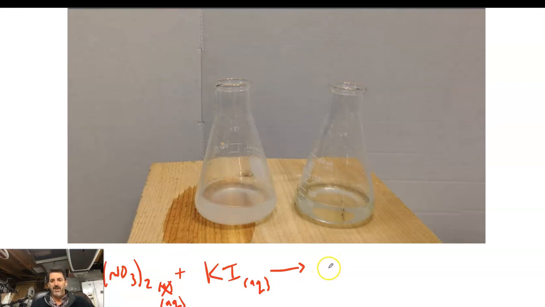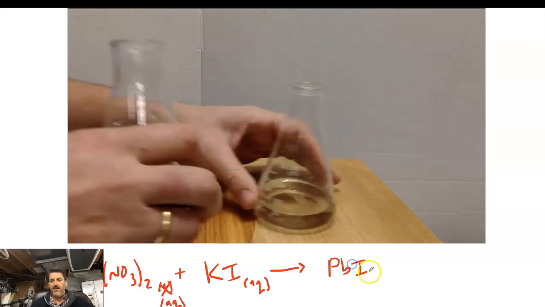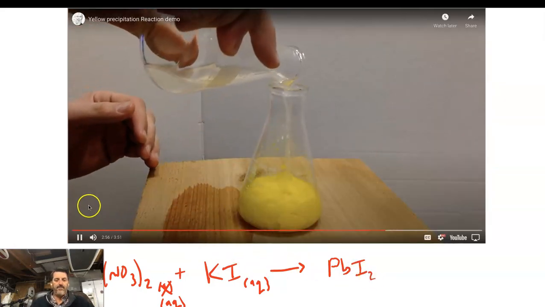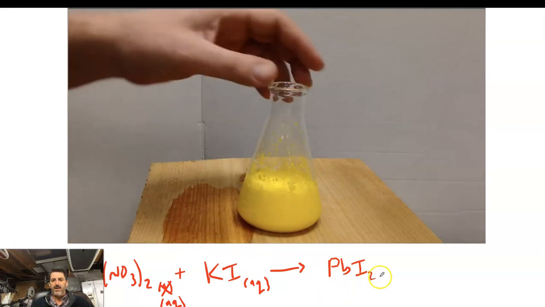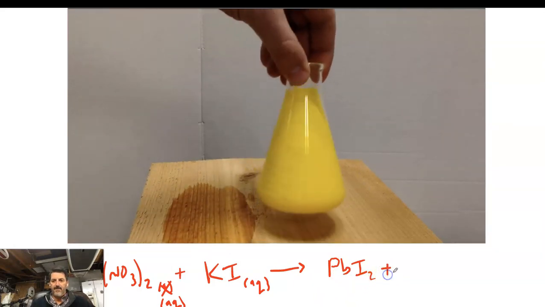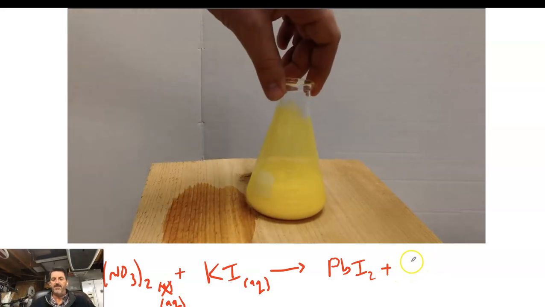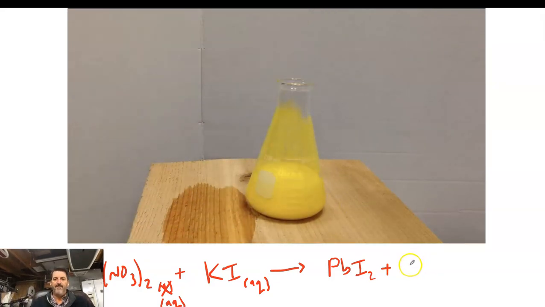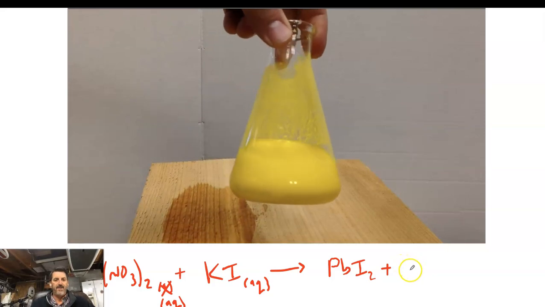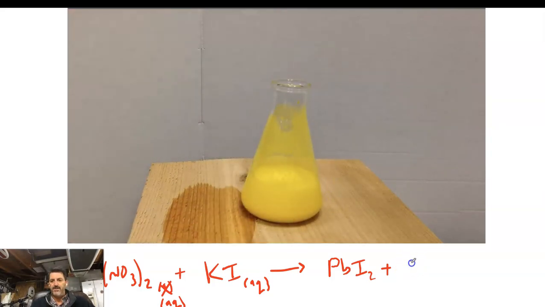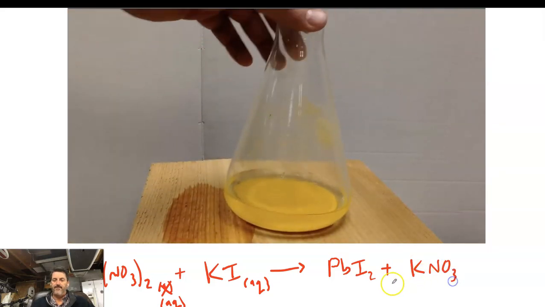So the outers and the inners are going to go together. So I'm going to get lead iodide. Oh, and now you can see what's happening here. We get a precipitate that's formed. If you remember that, a precipitate is a solid that was formed from those two liquids mixing together. If the inner two ions come together, we get potassium nitrate.